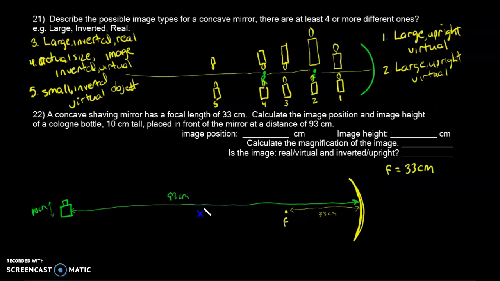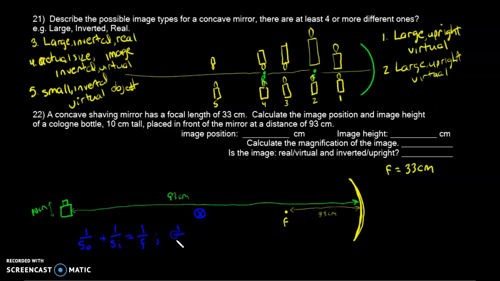An X. Some spot X. Where is the image of my cologne bottle on this scale here? Well, to find that, we go to our lab packet, and 1 over the distance to the object plus 1 over the distance to the image equals 1 over the distance to the focal point. I know F, I know SO, here I can solve for SI.